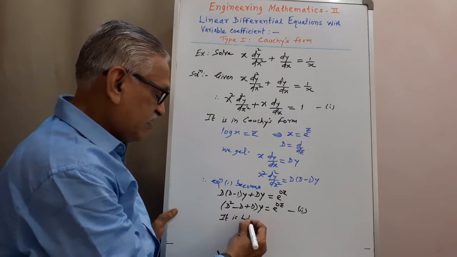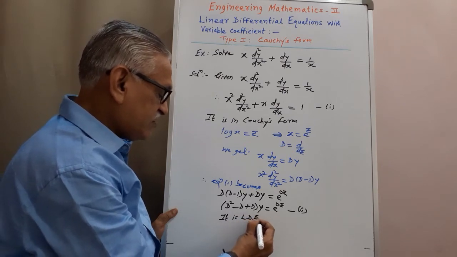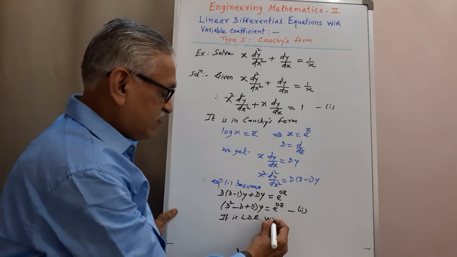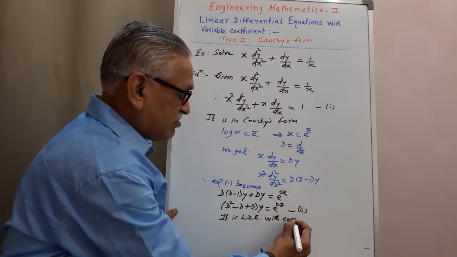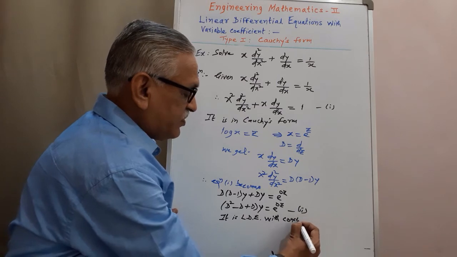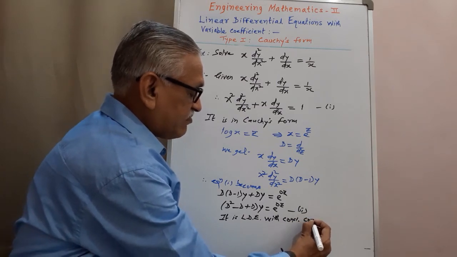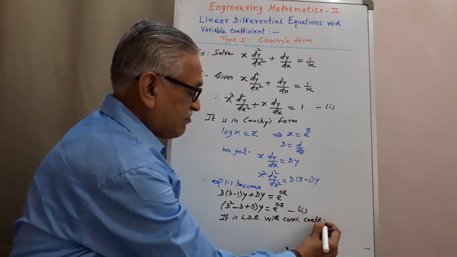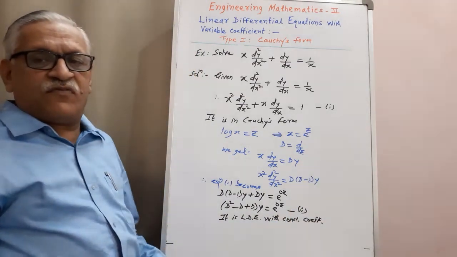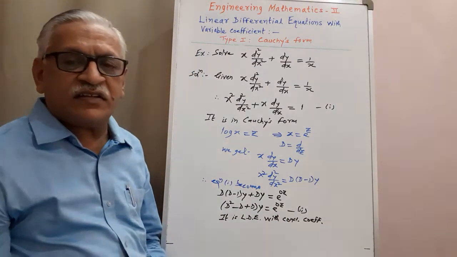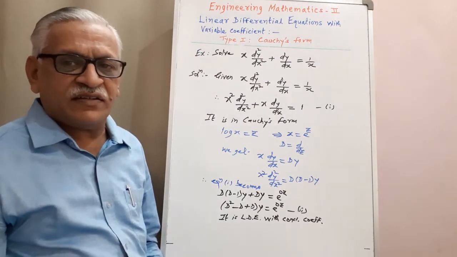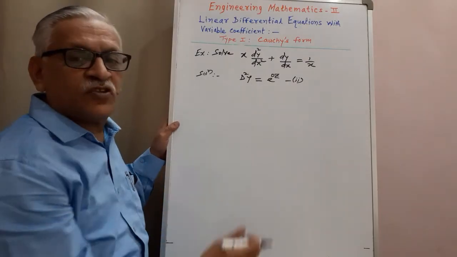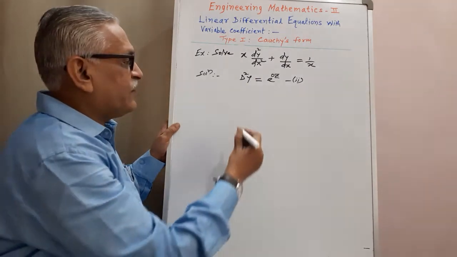This equation 2 is a linear differential equation with constant coefficient, type 1. To solve it, we have to find the solution of equation 2 by finding CF and PI.